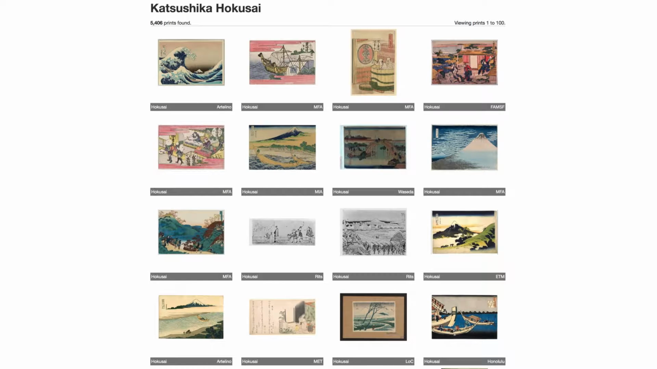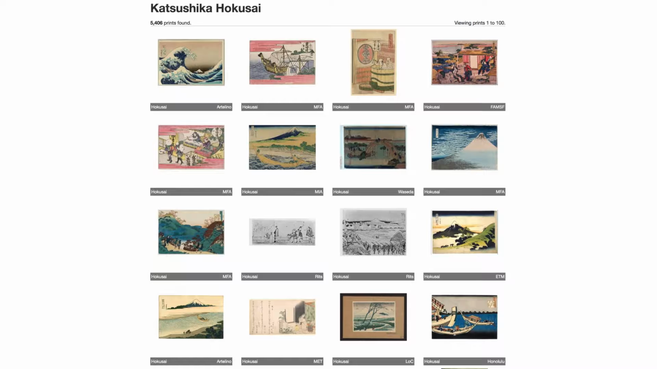Additionally, I went through and was able to unify all the different artists, or at least the most popular ones. And so it didn't matter which source the print came from. I made sure that the names matched up. And then that way you can see, for example, all the prints by Hokusai in a single source. So in this case, there's over 5,000 prints by Hokusai. And again, these are coming from all different institutions all over the world.